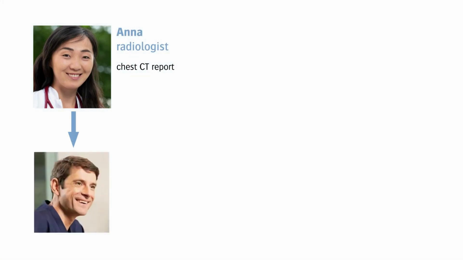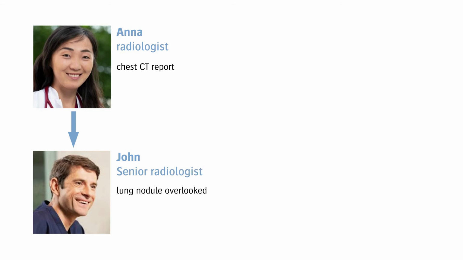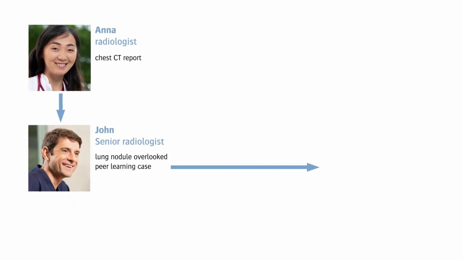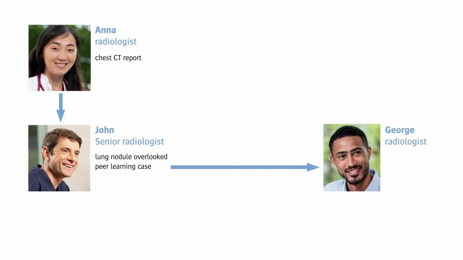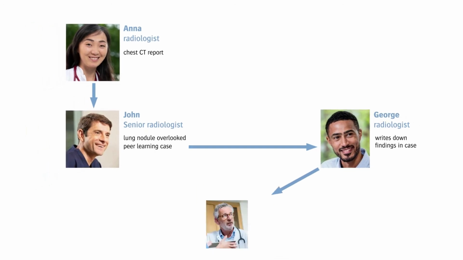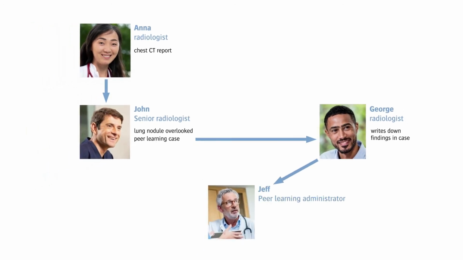As an example, let's take Anna. She's a resident radiologist and reports a chest CT. A few weeks later, John, the senior radiologist, starts reading a follow-up chest CT on the same patient, and he finds out Anna missed a small lung nodule in her report. So John creates a peer learning case and assigns it to a random radiologist as a learning opportunity, in this case George. Now George writes down his findings and sends it for review to Jeff, the peer learning administrator.